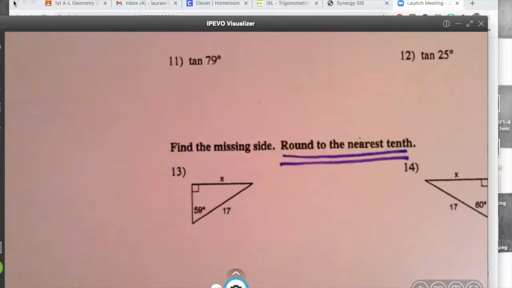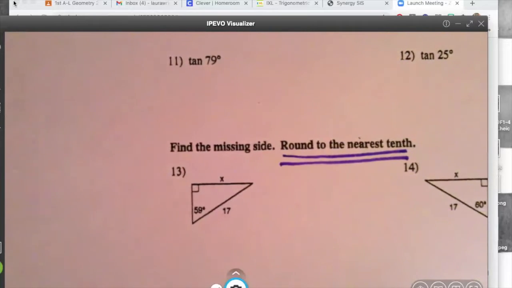So please be careful to read the instructions on your problems and your assignments because they're not always going to tell you to round to the same thing. This one is the tenths. IXL, I think, usually does the hundredths. On Edgenuity or Mastery Connect, you might have something else entirely. So instructions are going to be important.